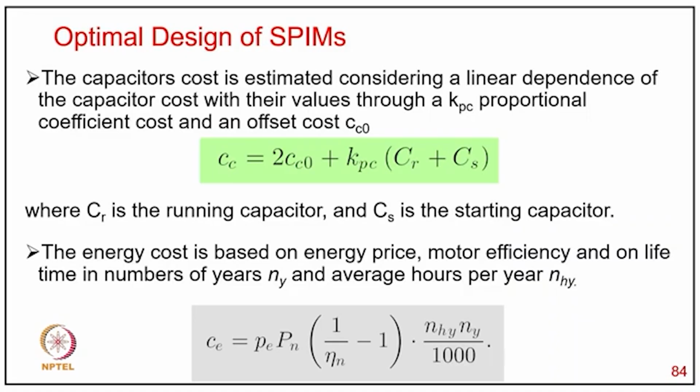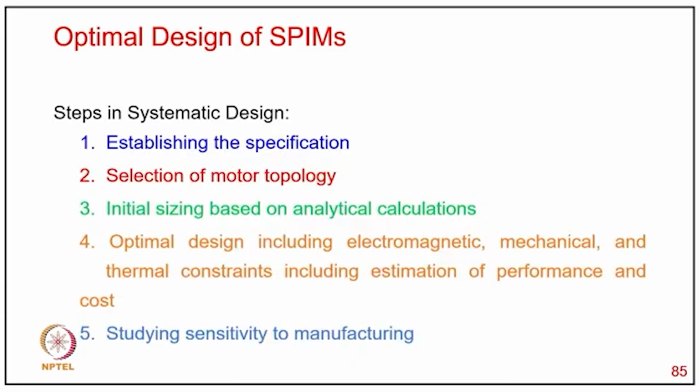So Cc equal to C0 plus KPC in bracket Cr plus Cs, where Cr is the running capacitor and Cs is the starting capacitor. The energy cost is based on energy price, motor efficiency, and on lifetime in number of years Ny and average hours per year Nhy. So Ce equal to Pn in bracket 1 upon eta n minus 1, multiplied by Nhy Ny divided by 1000. So now coming to steps in systematic design.